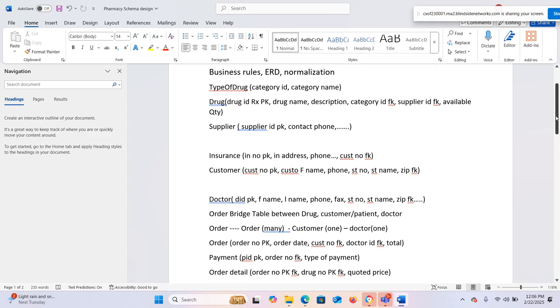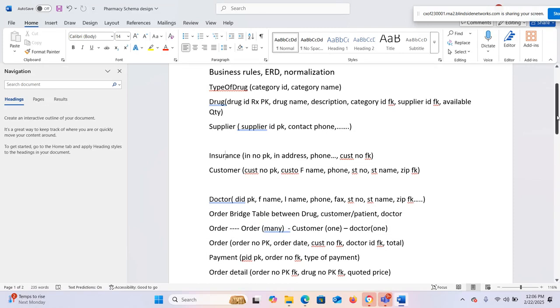Okay, and now the order. This order could be a prescription that the customer brought, or it could be just over the counter medication. So if there is doctor information, prescription, then it's one doctor, and of course one customer can place many orders. So order is many side, customer is one side, and in one order there could be only one prescription, I believe. So that's why I have one here. It's just mind mapping information.